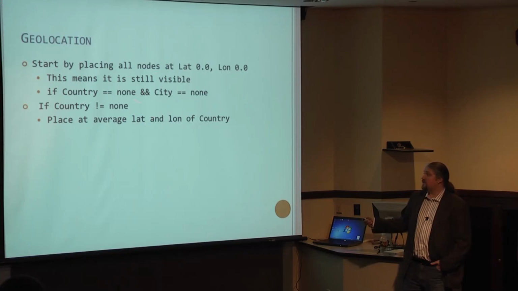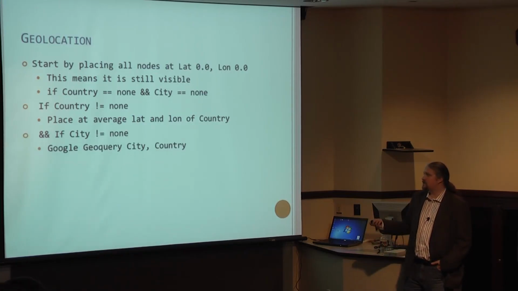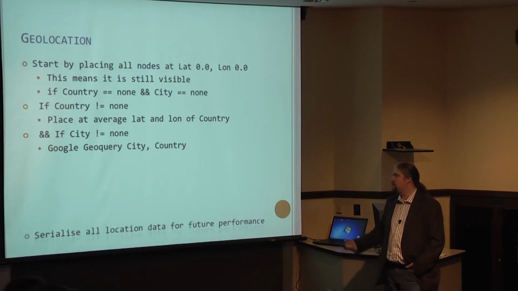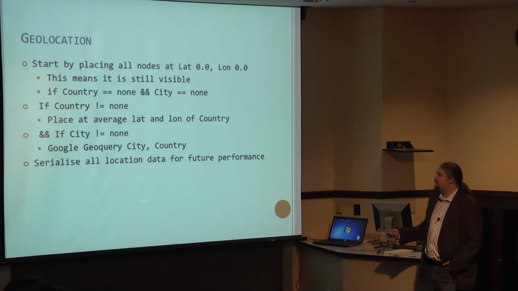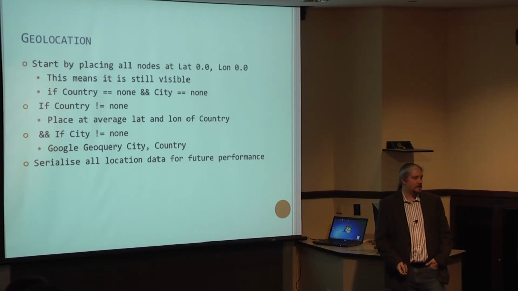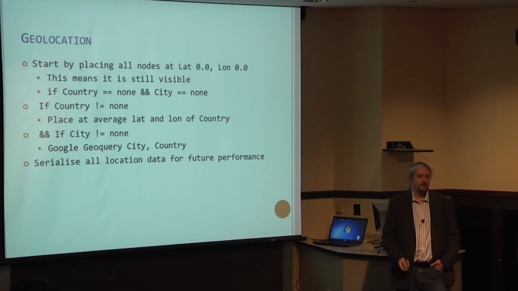So if I've got this country data, then I at least put it in the average latitude and longitude of the country. Now, for more than 75% of the data we have city and country, so we can do a Google Geo query, okay? So that's what I did for my dissertation. However, you can serialize all this information, which improves your performance. I'm going to come back to the performance and cost of this effort in a moment.